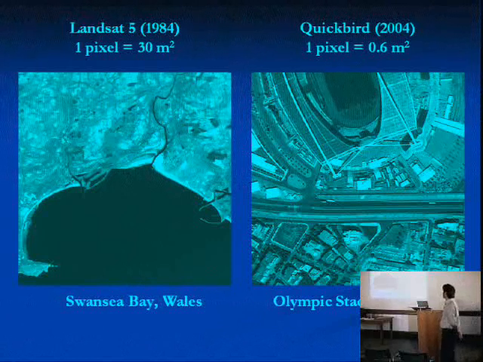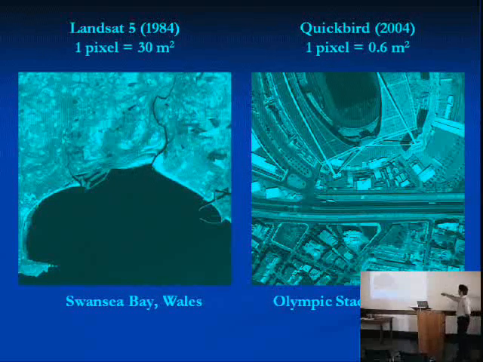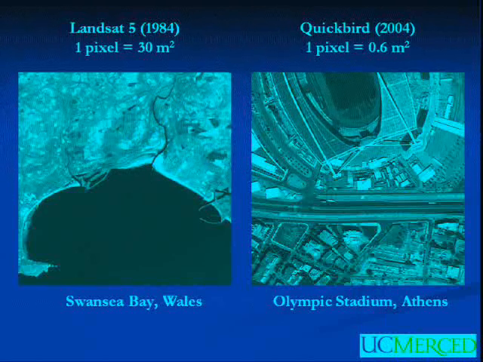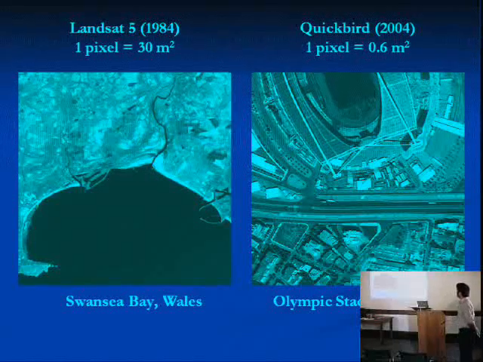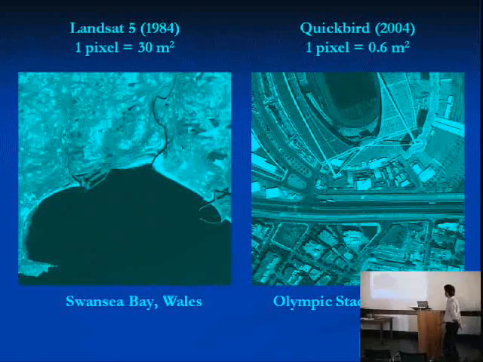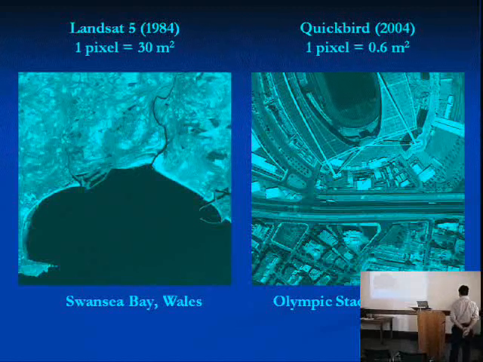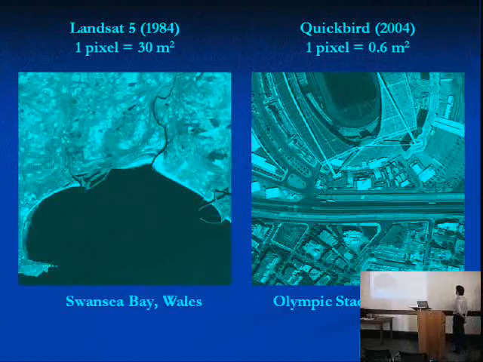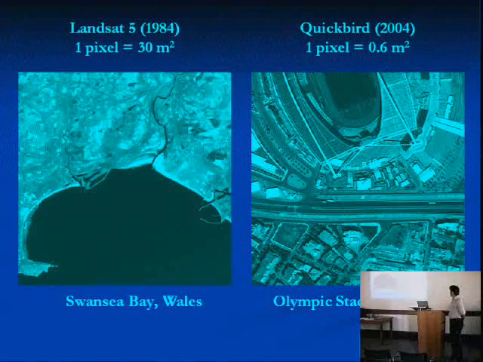Let's just look at two examples of images here. Here's an image I grabbed from the web from the Landsat 5 satellite around 1984. Here one pixel represents about 30 square meters on the ground. This is an image of Swansea Bay, Wales. On the right, everyone should be more familiar with these high-resolution images now that we have things like Google Earth online. Here's an image from the QuickBird satellite in 2004 at a resolution of 0.6 meters per pixel. This is a section of the Olympic Stadium in Athens.